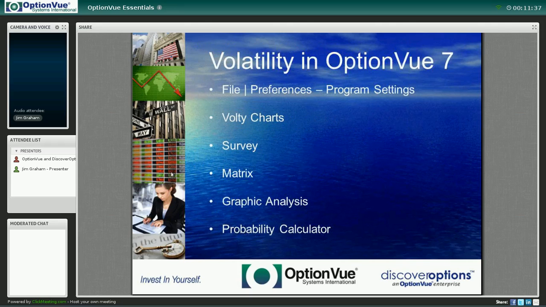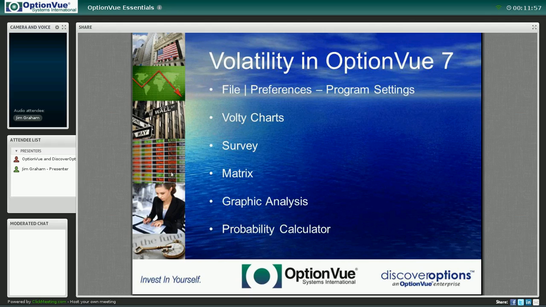So this is what I'm going to speak about today. It is volatility in OptionVue 7. And volatility, of course, is a very important thing in terms of options. Now, because of that, it's throughout the program.